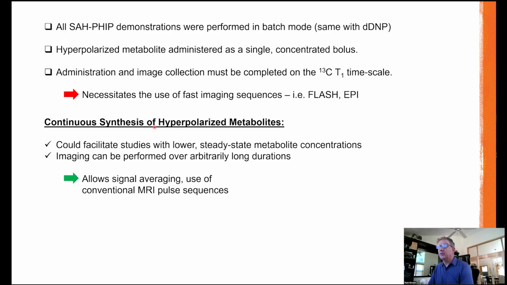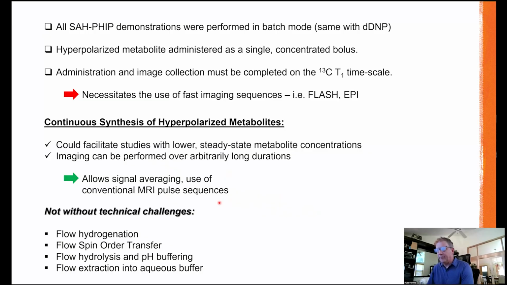One could envision potential advantages of carrying out that process in a continuous synthesis. That could, for example, facilitate studies with lower concentrations that are closer to physiological concentrations, and to look at the steady state metabolite concentrations. It also would allow the imaging to be performed over arbitrarily long durations, which would enable signal averaging and use of conventional MRI sequences. However, that's not without some significant technical challenges.